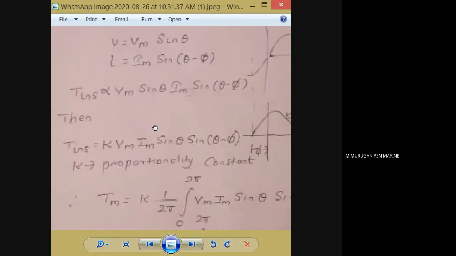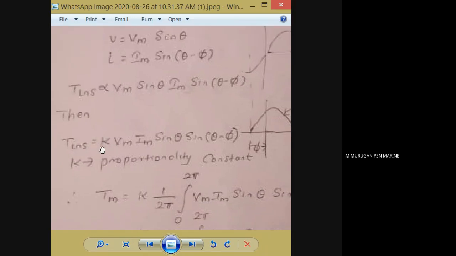So the instantaneous torque is directly proportional to Vm sin theta, Im sin theta minus phi. Then these things are seen in our presentation itself. So come to this part.